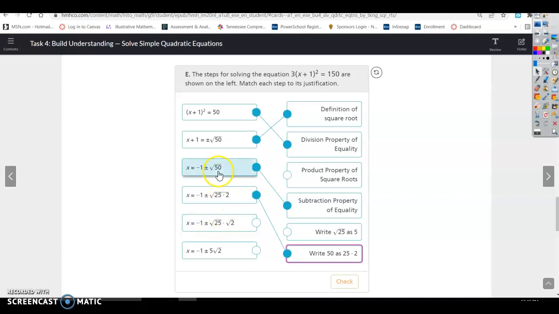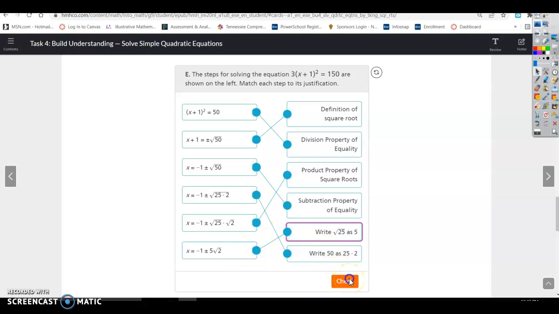Oh, wait a minute now. This is the product property of square roots. So the product property of square roots says that we can take this product and write it as two separate square roots. So that's called the product property. And then the last thing is we're going to rewrite the square root of 25 as 5 times, and then keep the square root of 2.